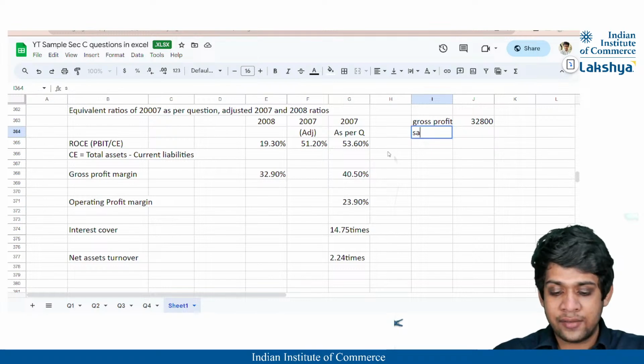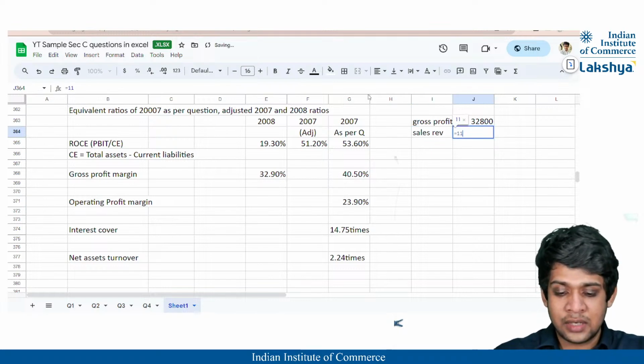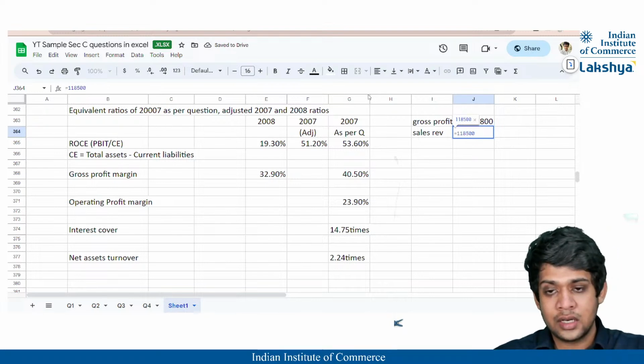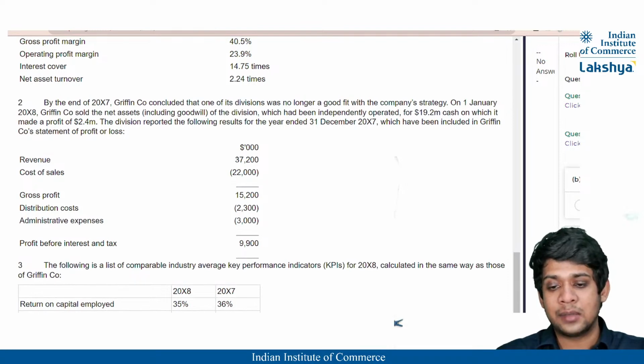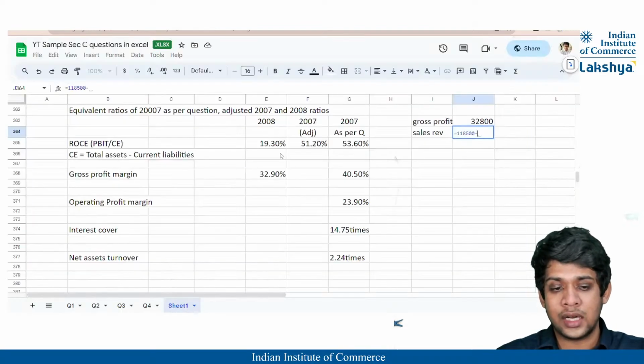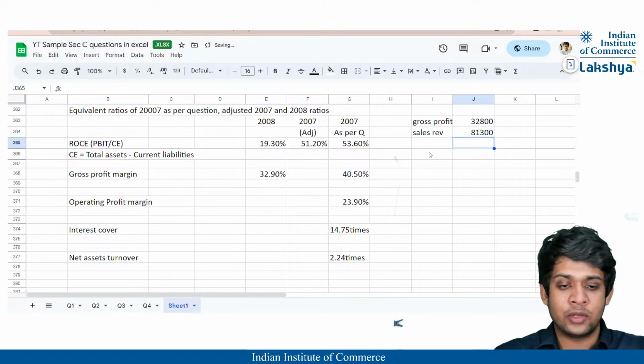Now the sales revenue, guys, is nothing but 1,18,500 minus the sales revenue of the division which is sold off, that is nothing but 37,200, right? So minus 37,200. So our sales revenue will be 81,300, right?